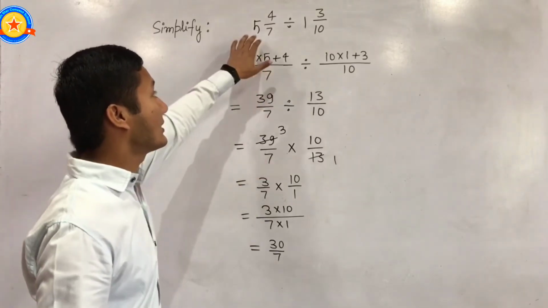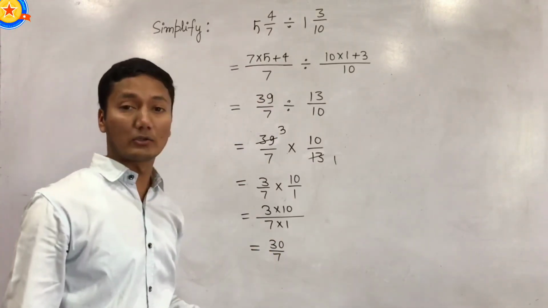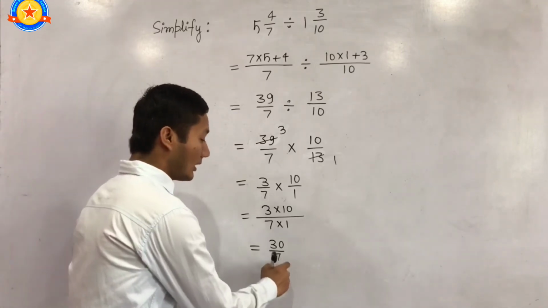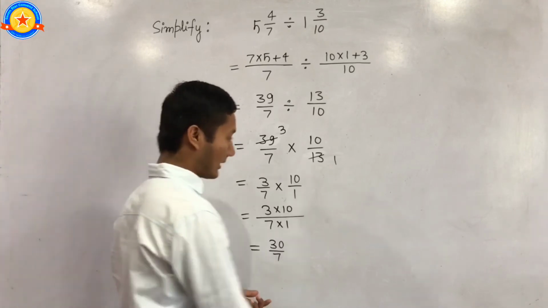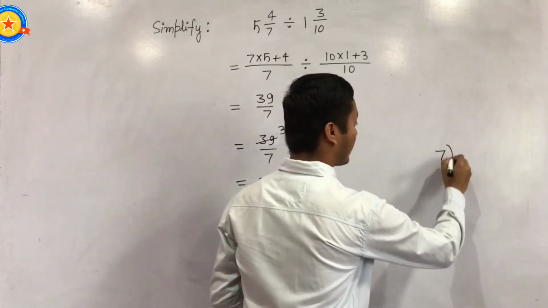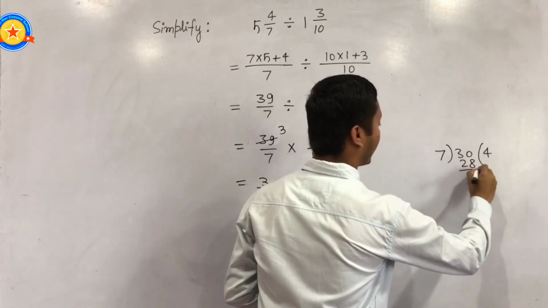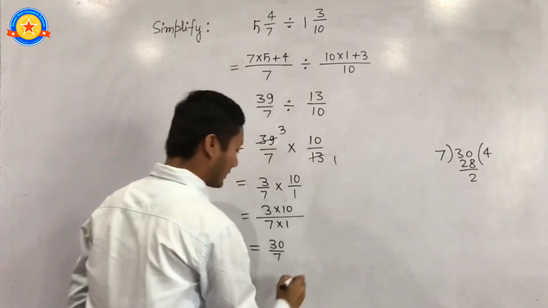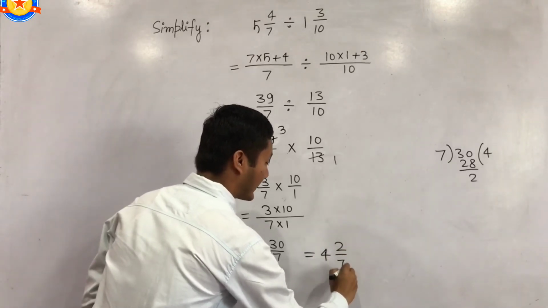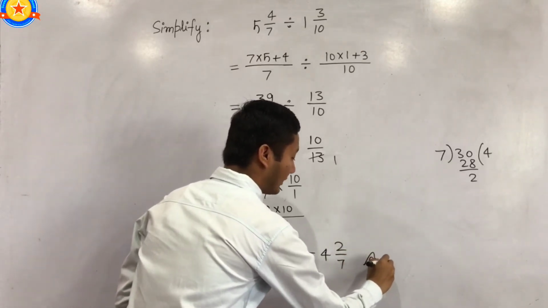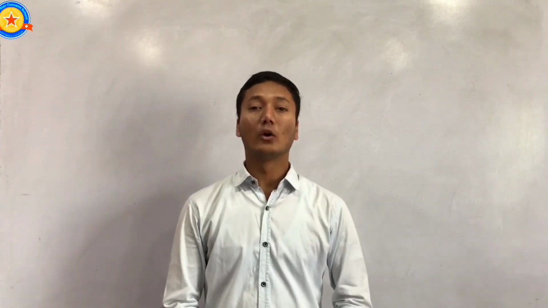If the question is in the form of mixed numerals, then we have to make the answer also in the form of mixed numerals. That means we have to convert this fraction into a mixed numeral. Let's do it. It becomes 7 fours are 28, and now here we have 2. That means we can write it as 4 whole 2 by 7. This is our answer.